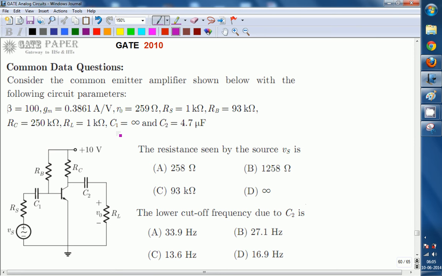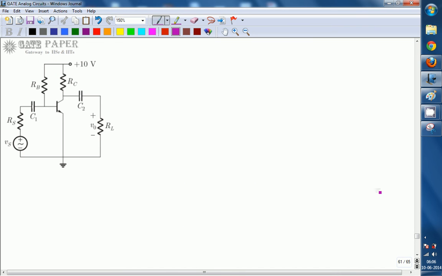C2 value is given as 4.7 microfarad. So what is going to be the lower cutoff frequency resulting due to this C2? These are the two things we are going to calculate. First we start with the resistance seen by the source Vs. For that, first of all we have to draw the AC equivalent circuit.